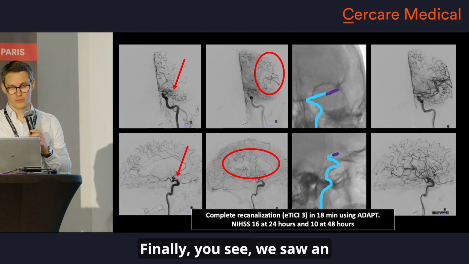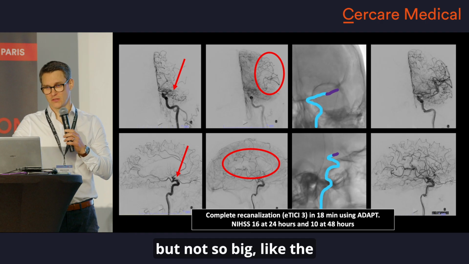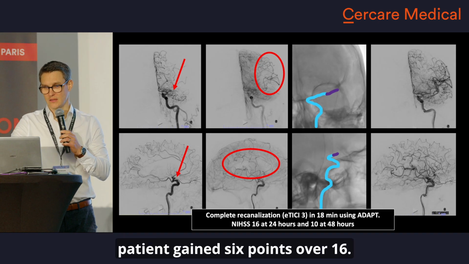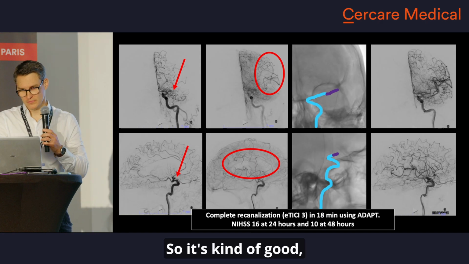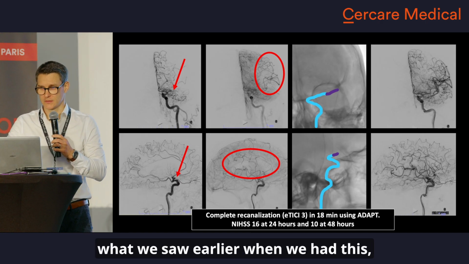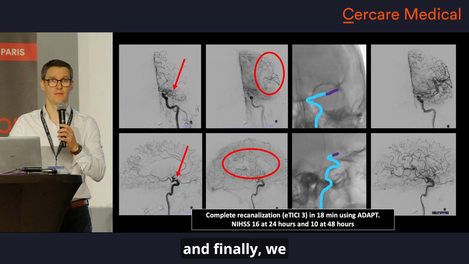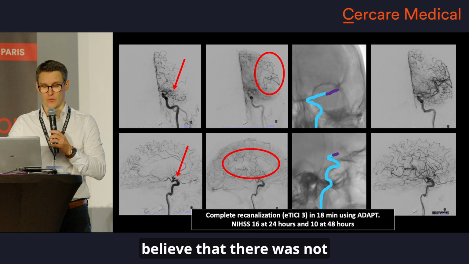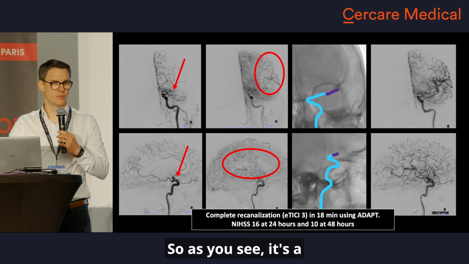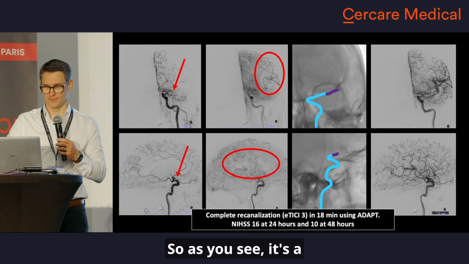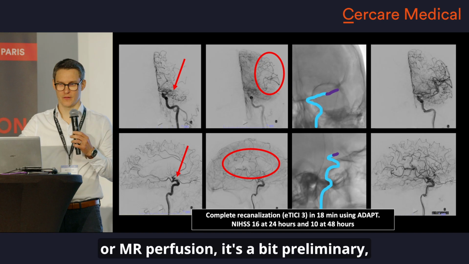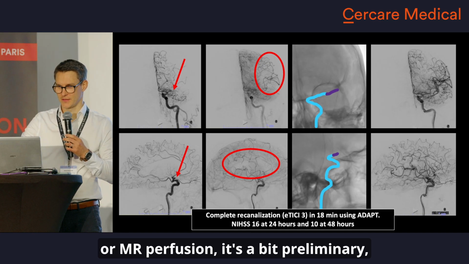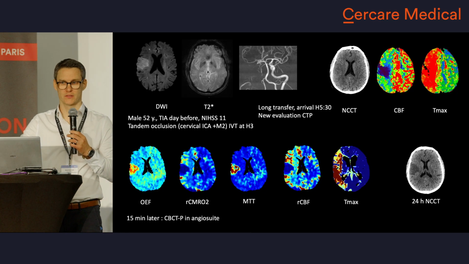Finally, we saw an improvement of the patient, but not so big, like the patient gained 6 points over 16. So it's kind of good, but it really reflects what we saw earlier. And finally, we believe that there was not a lot of salvageable tissue. So as you see, it's a bit rough compared to CTP or MR perfusion. It's a bit preliminary, but it still works.